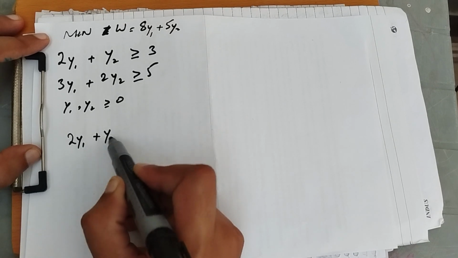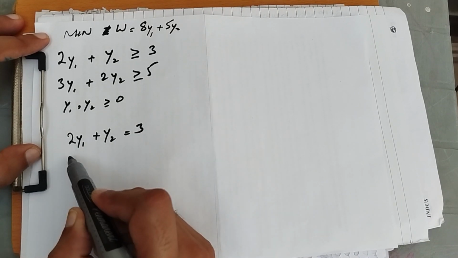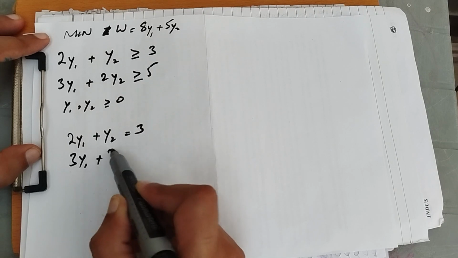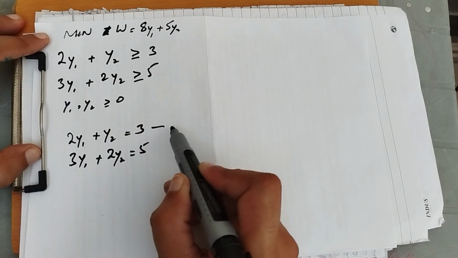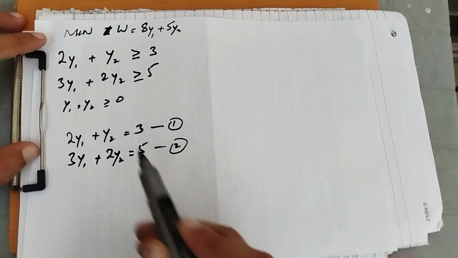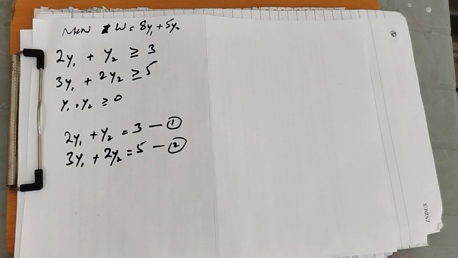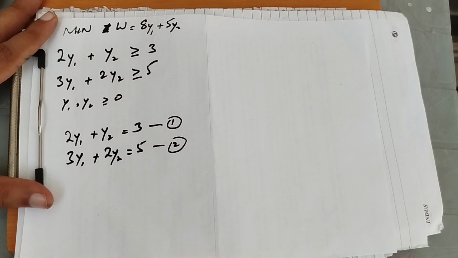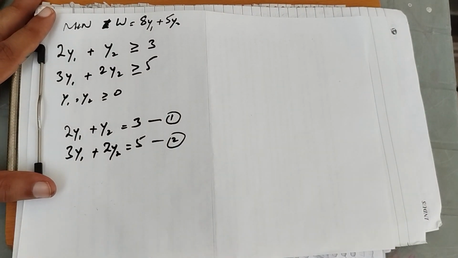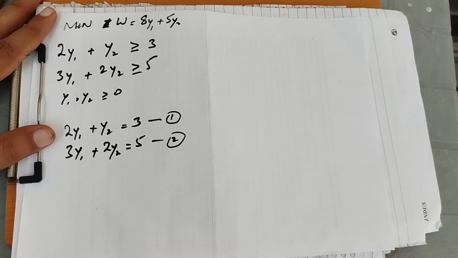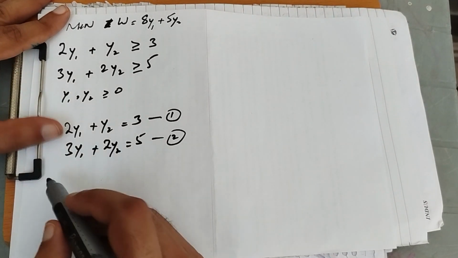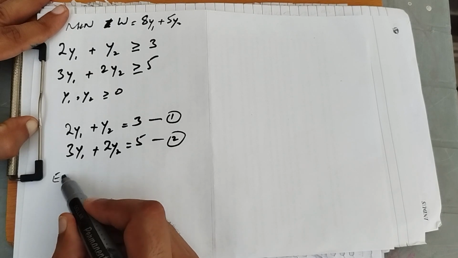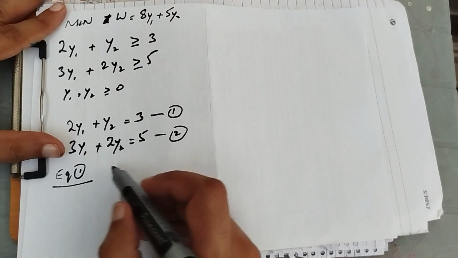2y1 plus y2 equals 3. 3y1 plus 2y2 equals 5. So you see, we have two equations. We have changed these inequalities into the equal form. Why have we changed them? So that we can find the x-intercept and y-intercept of these equations. Let's find the x and y-intercept for equation 1.